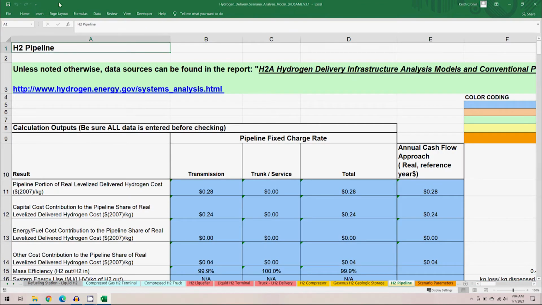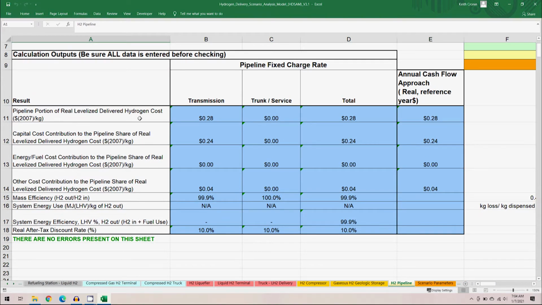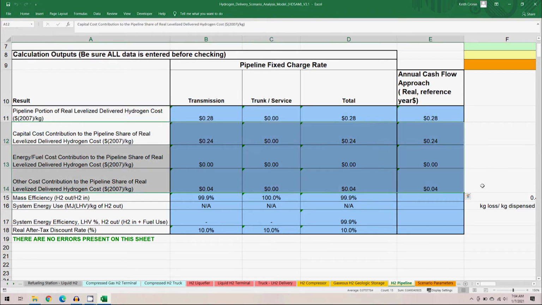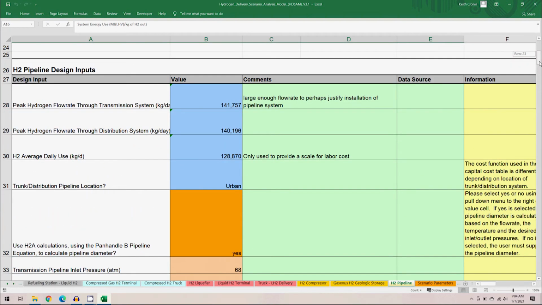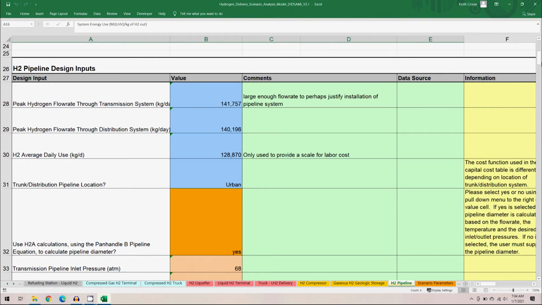On the H2 pipeline worksheet, the primary outputs in the calculation outputs table are the pipeline portion of the real levelized delivered hydrogen cost, the broken out cost contributions to the process from capital, energy and fuel, and other costs, as well as system energy use. In the first inputs table for pipeline design inputs, there's a selection related to calculating the pipeline diameter.